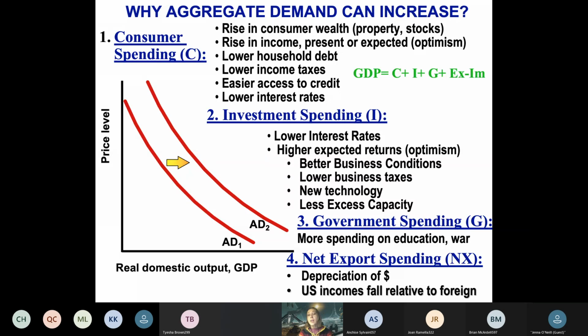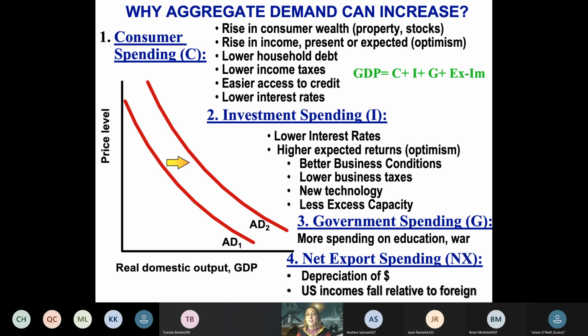Well, lower business taxes, new technology, less excess capacity, which is when you have fewer inventories, like cars that are already produced sitting in your lot. Now you want to produce more because you see that your excess capacity is going away. Okay.